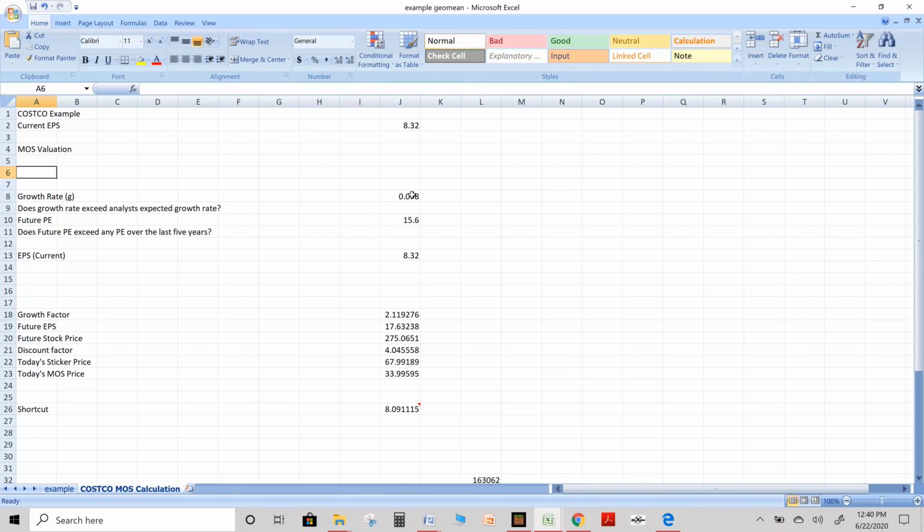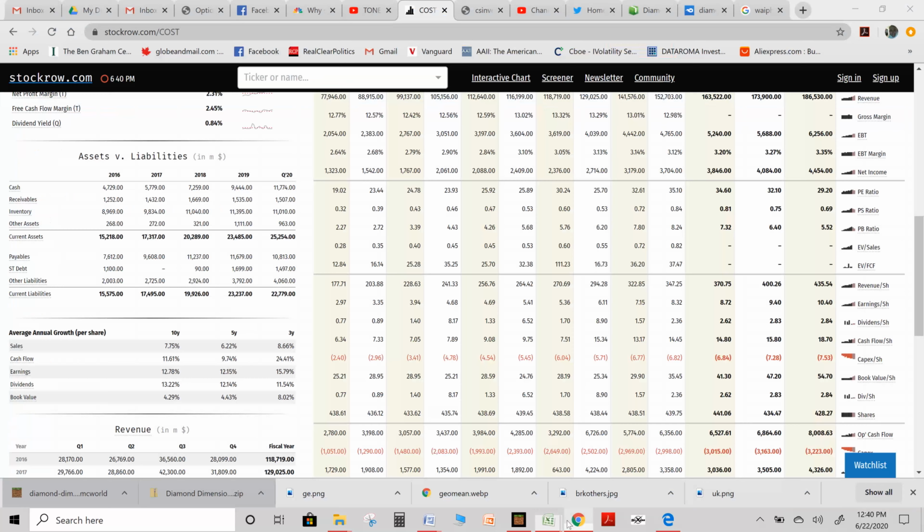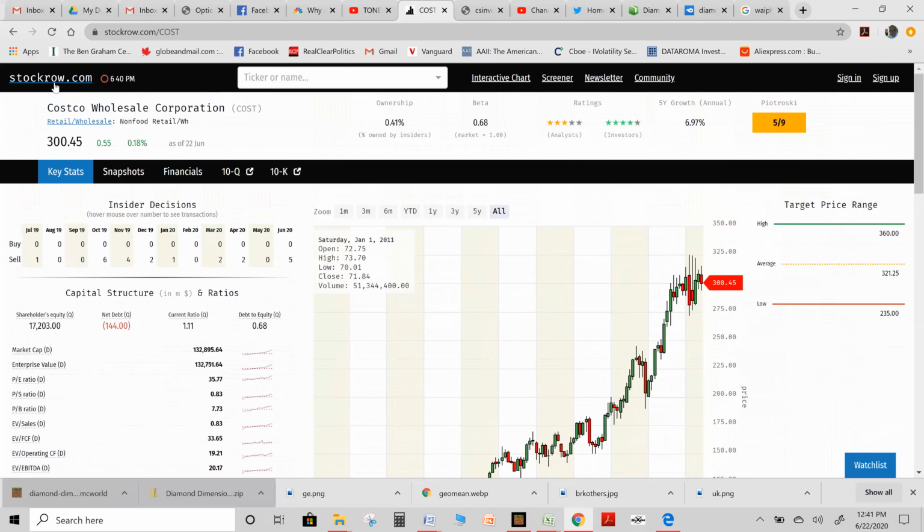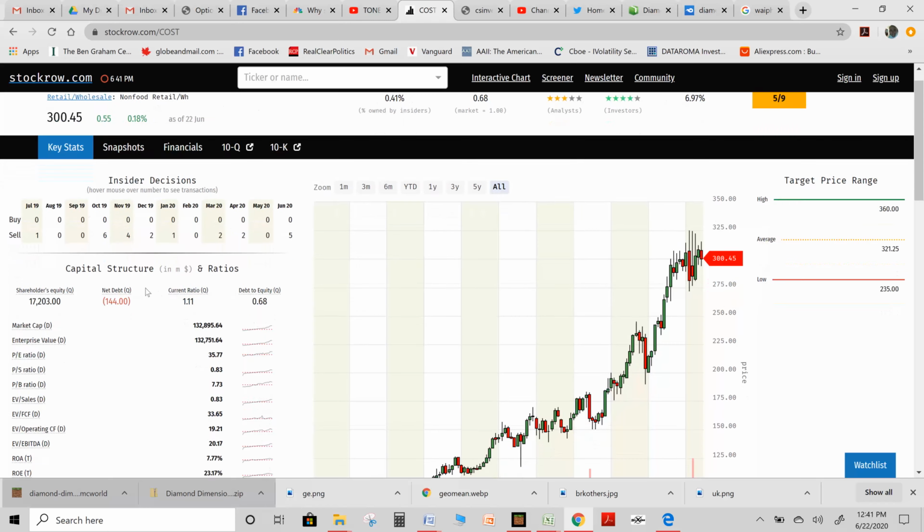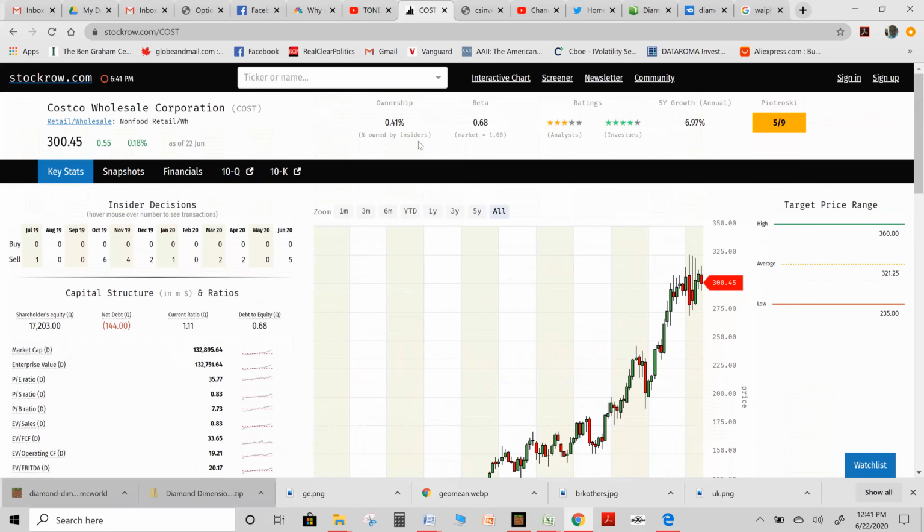But for this example, I'm going to use a 7.8% growth rate. And if I want to check my growth rate and earnings per share, I'm going to head on over to stockrow.com. Just a quick plug, I really like this site because immediately I could type in the name of my company, I could see the price, I could see some key metrics here, I could see insider ownership, current ratings for both individual investors and analysts. I could see the analyst growth rate expected over the next 5 years, some other metrics, that's the Piotroski F-score.